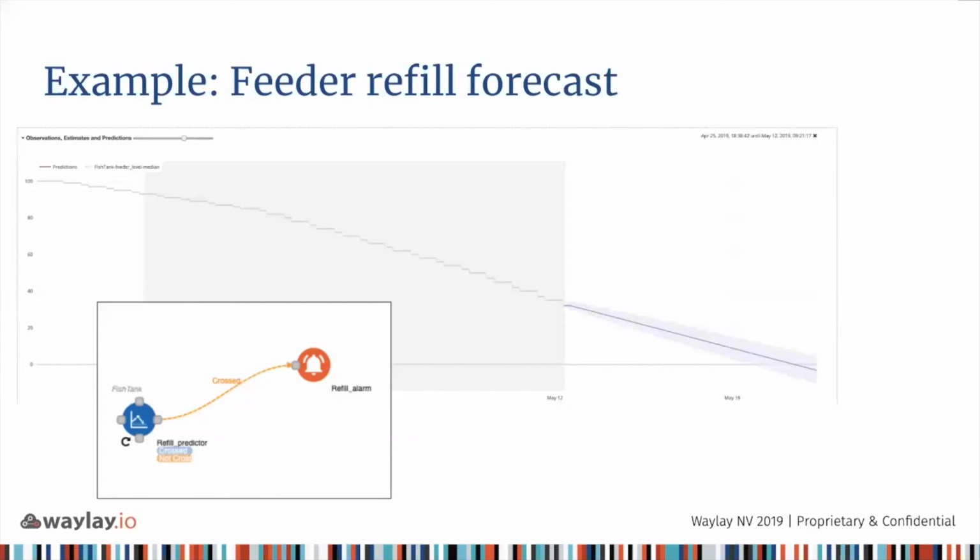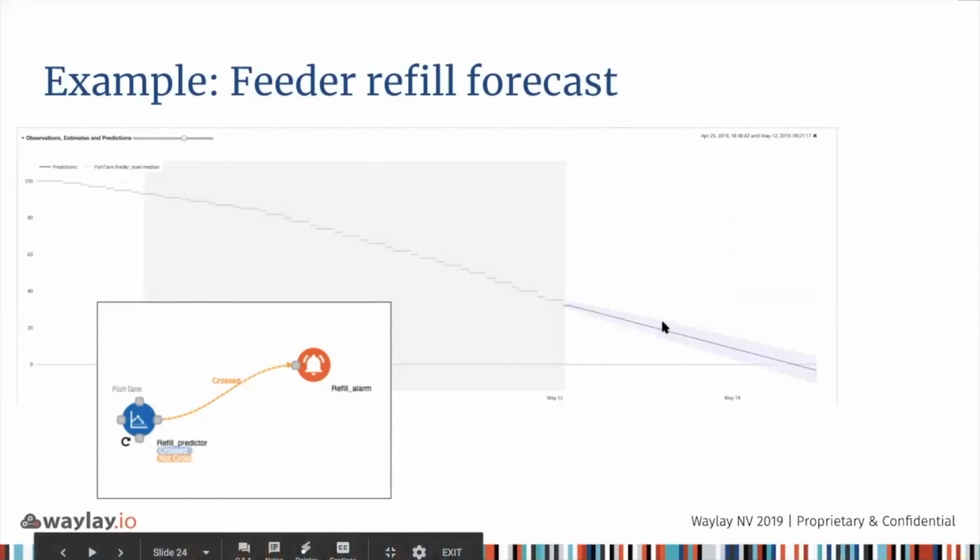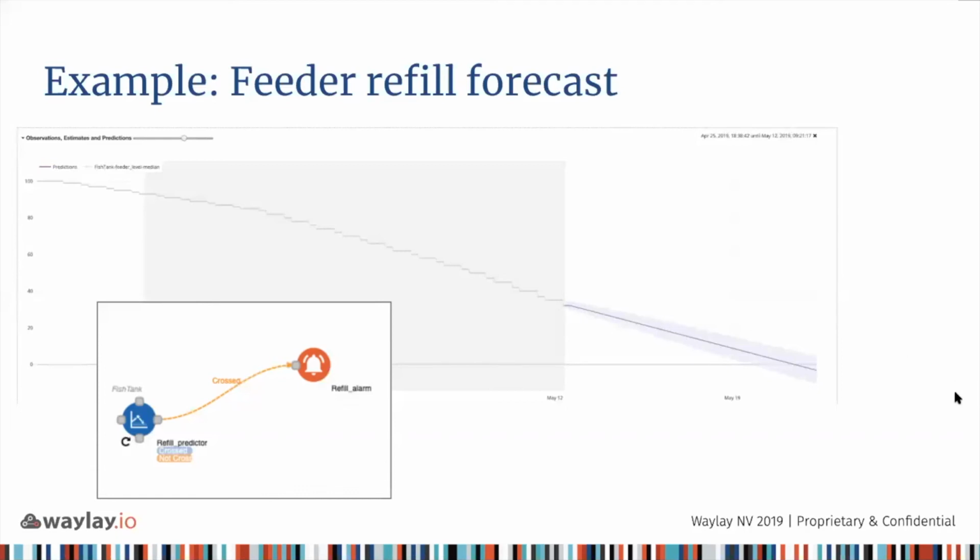So here we have a model that will model the downwards sloping trend of the automatic feeder, and we basically make a prediction in the future. Okay, when the certain threshold is going to be reached, and you see here also in this light shade of gray the confidence level of this algorithm. So our platform supports that as well. Okay.